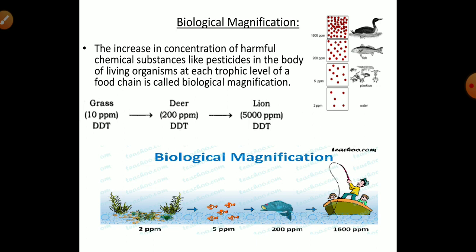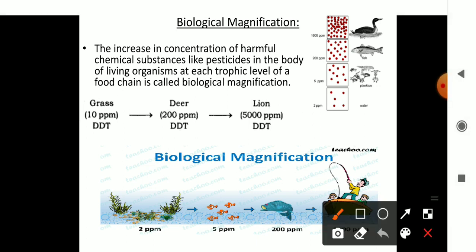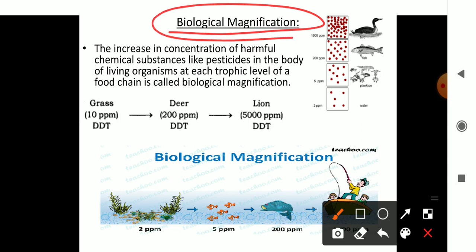Now, the other problem that we have is biological magnification. Okay, I've discussed this earlier also. Biological magnification is an increase in the concentration of harmful, persistent chemicals like pesticides in the body of living organisms at each trophic level in the food chain.